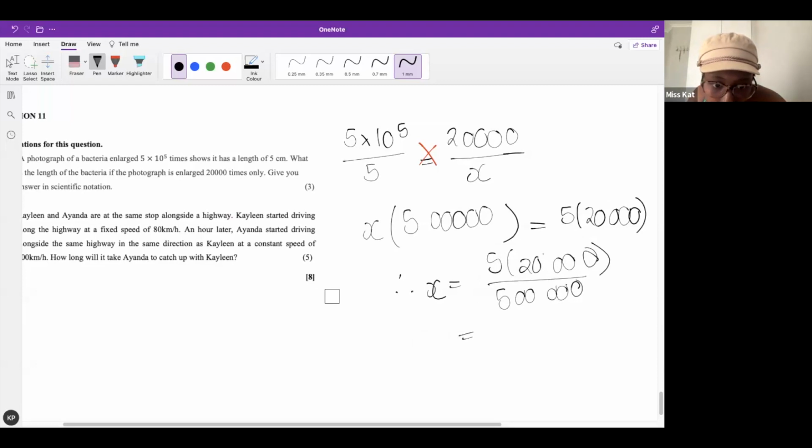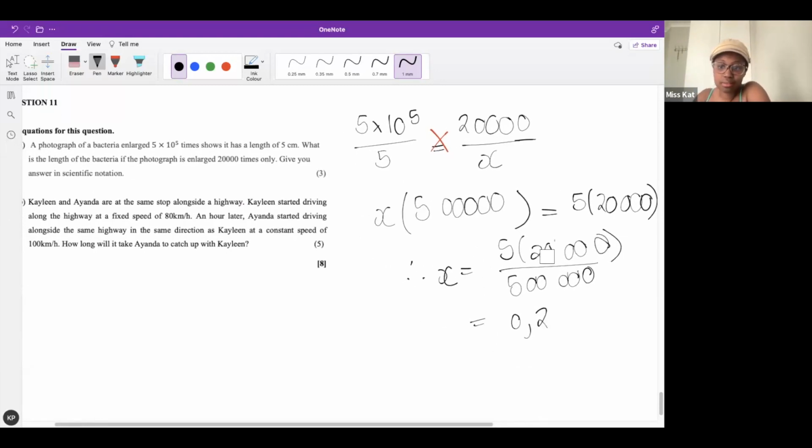Someone use your calculator quickly, please. We only have 3 minutes left. 0.2, but it says write it in scientific notation. So let's revise scientific notation again. We want our comma to be there, right? If we're doing scientific notation, then you're going to have, therefore, X equals 2, because the comma is going to be there, times 10 to the power of, is it a negative or positive exponent? If we're moving it to the right, is it a negative or positive exponent?